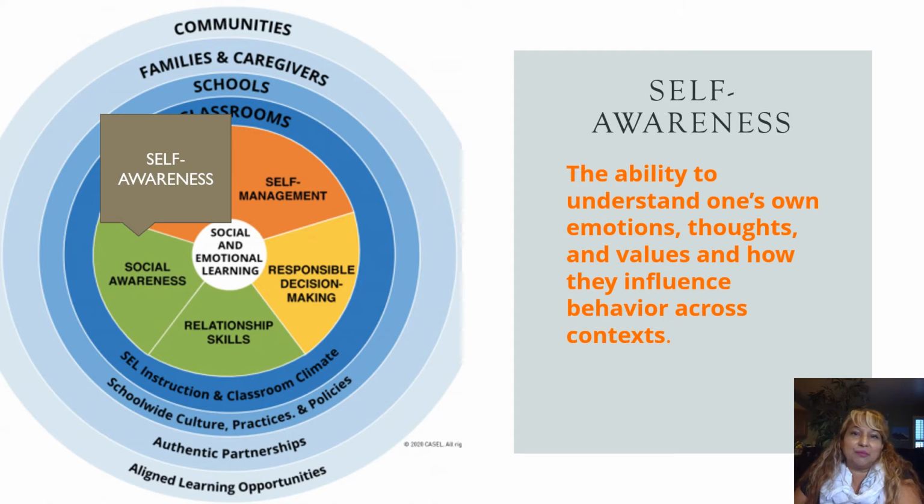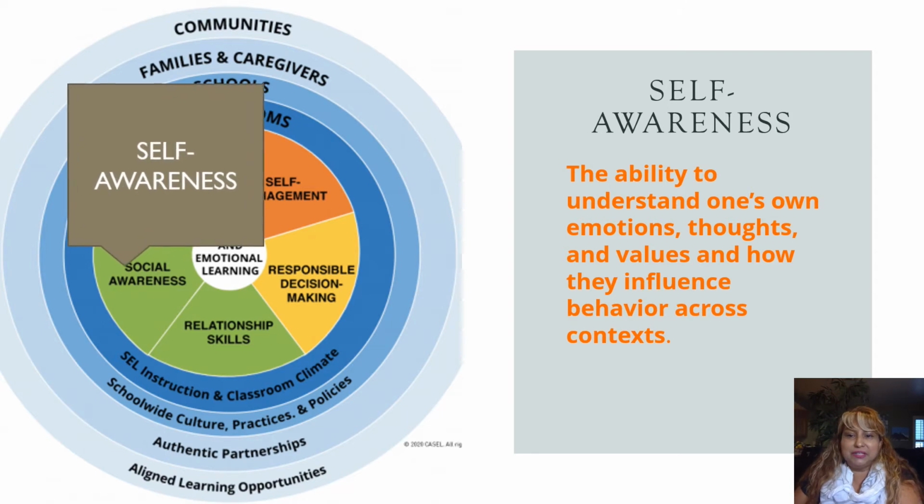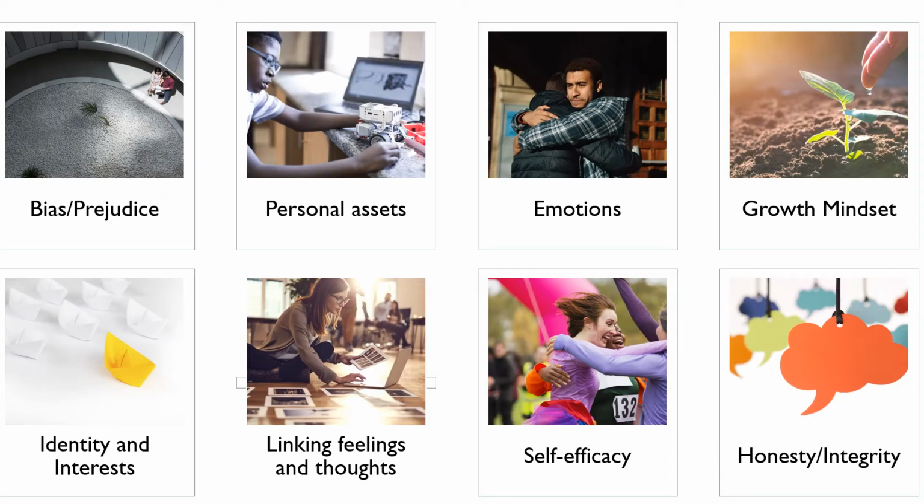Let's take a look at these competencies one by one. Let's start with self-awareness. It is the ability to understand one's own emotions, thoughts, and values, and how they influence behavior across contexts. Remember, the key word is understand one's own emotions. Let's move into some examples now. Self-awareness is also the ability to recognize one's strengths and limitations with a well-grounded sense of confidence and purpose. And so let's go over some examples.